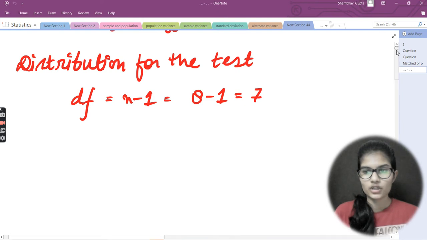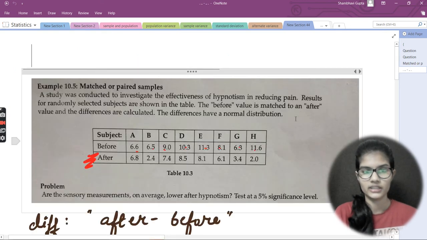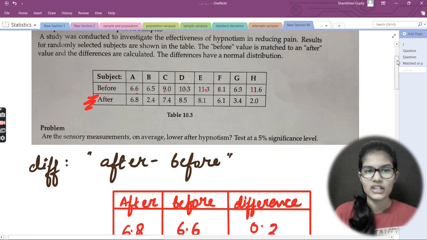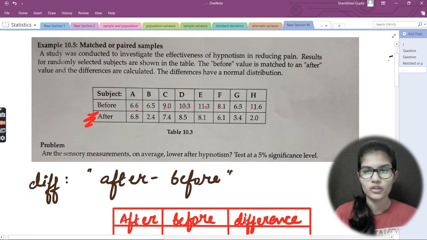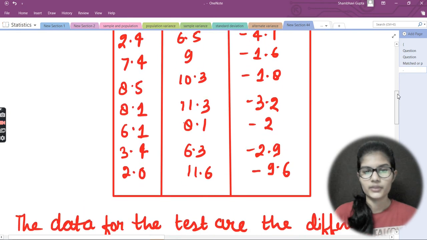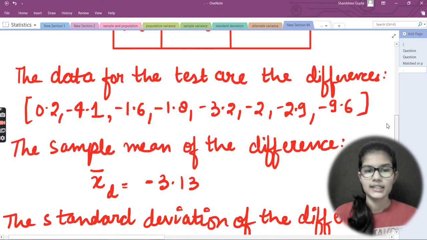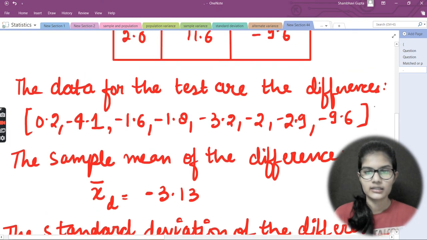So we were basically solving this particular question in which we had some things regarding the topic. Just let me go above first of all. Yeah. So we were solving the question regarding the matched or paired sample, right? This was the topic that we were dealing with. In that we added two columns, before and after, and we made a new column called differences by subtracting after from before, right? Then these were the data which we had got for performing the test.